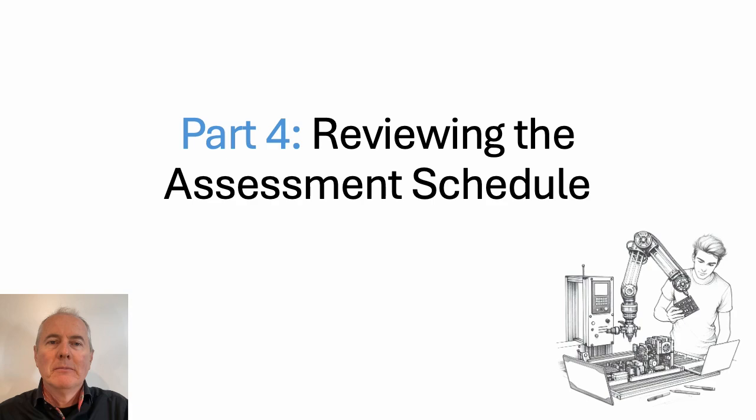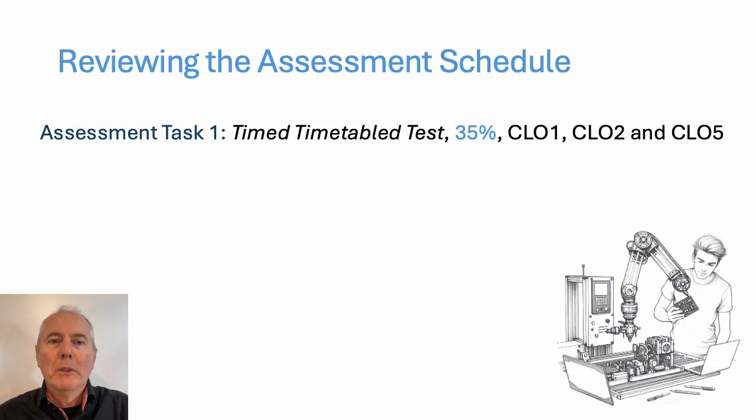Part 4, Reviewing the Assessment Schedule. This refers to the assessments in your course guide Part A. Let's start by painting a target of what's actually expected. Here's an example. Assessment Task 1, Timetable Assessment, 35%, CLO 1, CLO 2, and CLO 5.